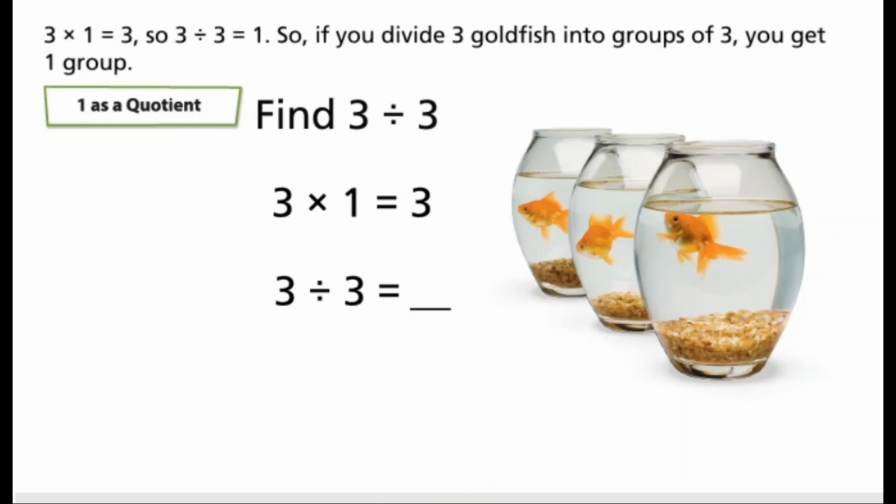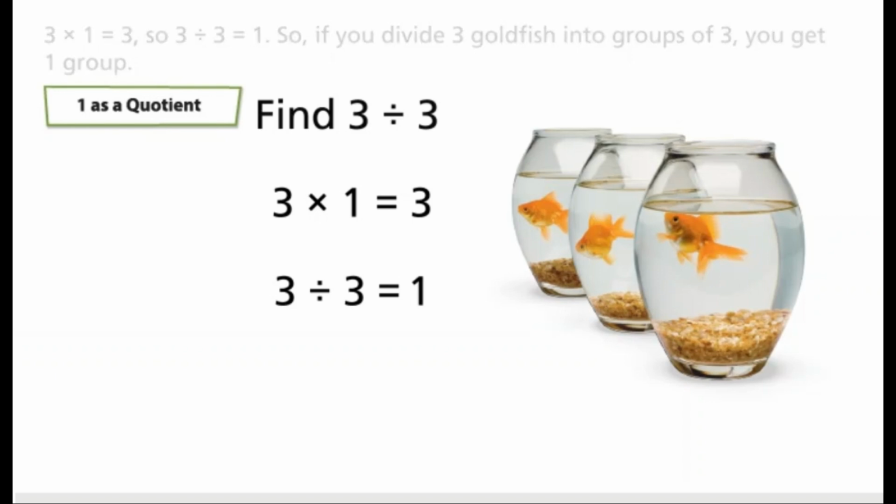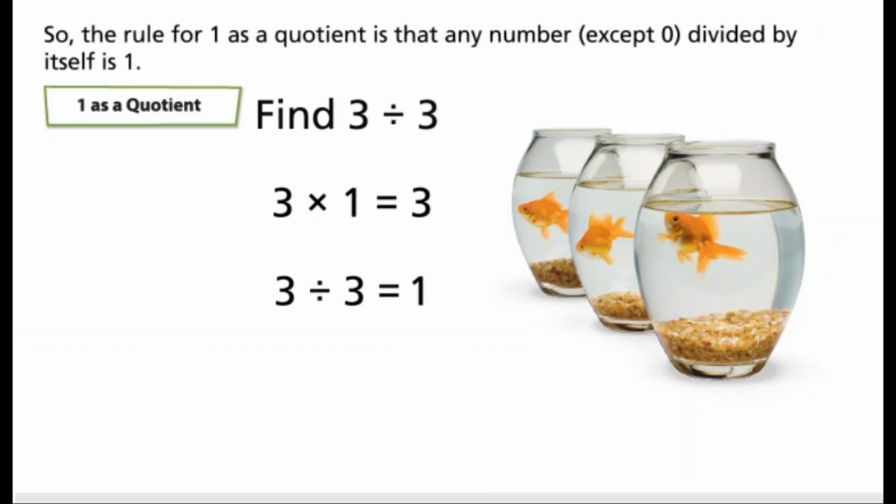Three times 1 equals 3. So 3 divided by 3 equals 1. So if you divide 3 goldfish into groups of 3, you get 1 group. So the rule for 1 as a quotient is that any number except 0 divided by itself is 1.